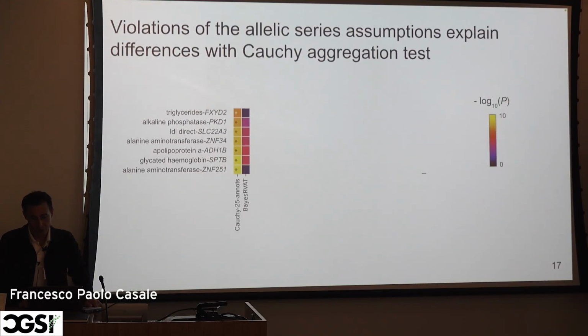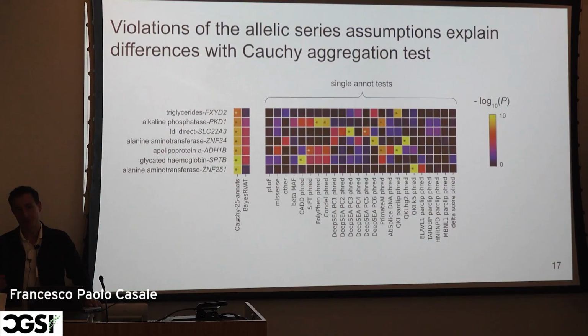Of course, it's not all necessarily beautiful. We also miss some associations if we compare with a Cauchy aggregation of the annotations. So we looked at these cases specifically and asked, why do we miss them? Here I'm showing minus log10 p-value. You can see the Bayesian VAT basically misses them, and we have a strong signal instead from the other method, the Cauchy aggregation method.